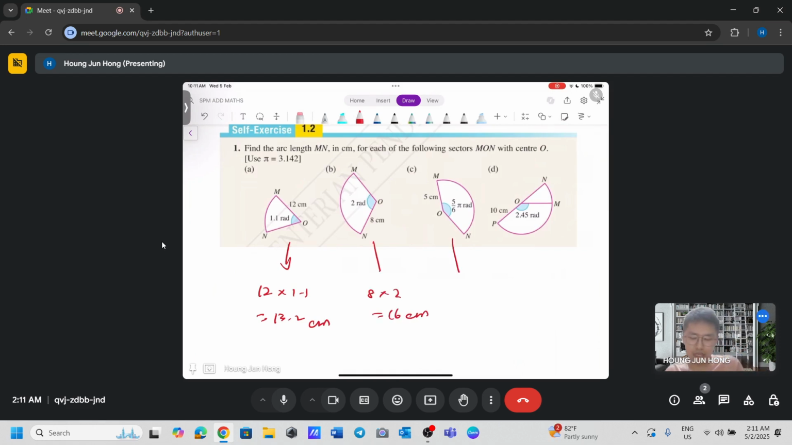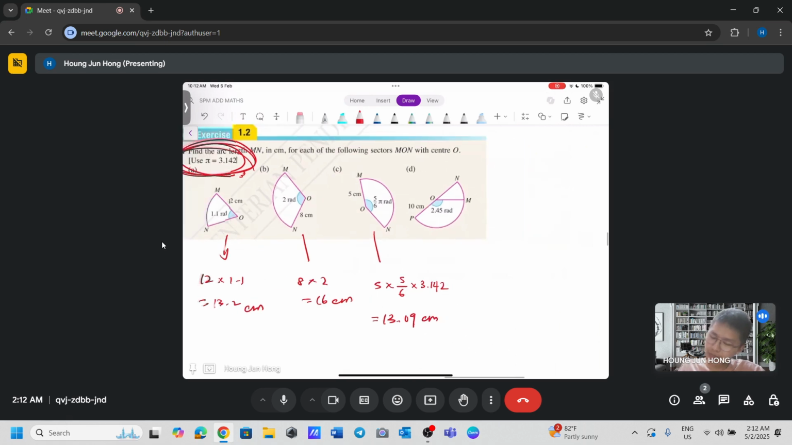Let me check the answer just in case. Radius, radian. Again, don't forget 3.142 as given in the question. Then you get how much? Let me just see the answer. Self exercise 1.2. Okay, yes, it would be 13.09 cm.